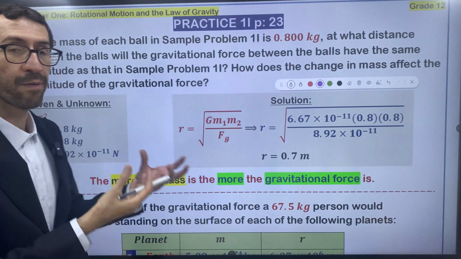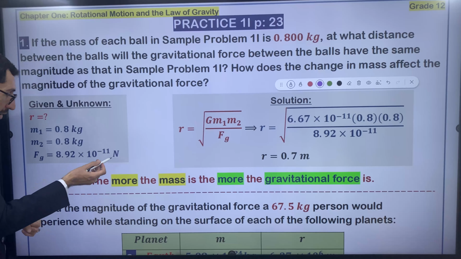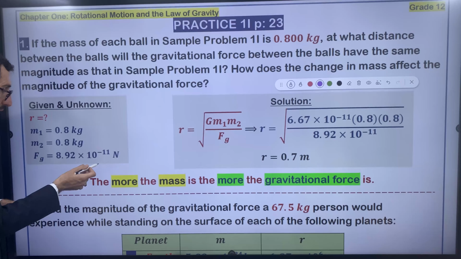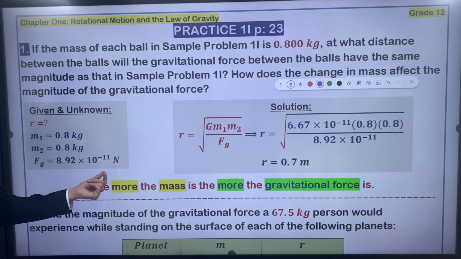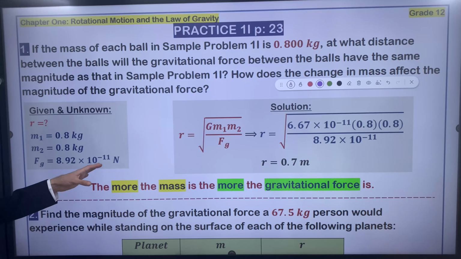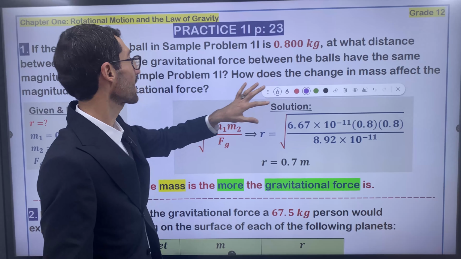It means you bring the value of the gravitational force in sample problem 1I here, right? I wrote it for you here. So M1 and M2 are given and it's 0.8 kilogram. And Fg is given. You can take it out from the sample problem, 8.92 times 10 to the power negative 11 Newton. Right. So what's unknown here? It says at what distance. You see, at what distance means R is unknown. We look for R.